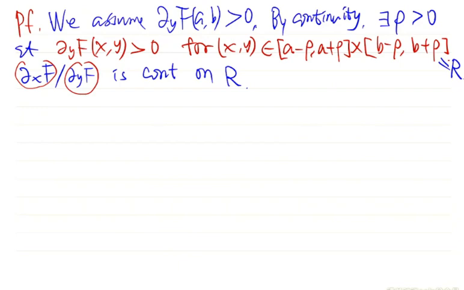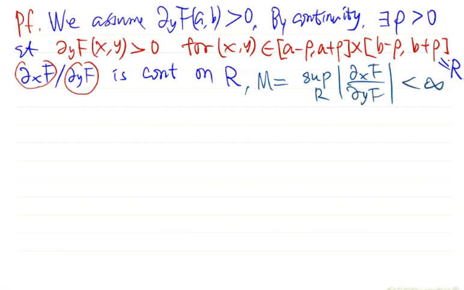Since this is continuous and R is a sequentially compact set because it is closed and bounded, the supremum of R for this quotient is finite. This continuous function over the sequentially compact set R is bounded. Of course, the absolute value is bounded. Such a supremum we denote by capital M, which could not be infinity. Capital M is a finite, non-negative number.